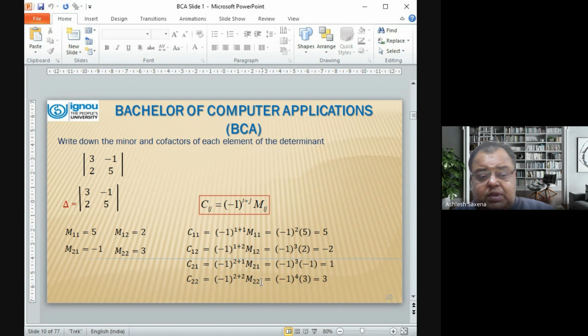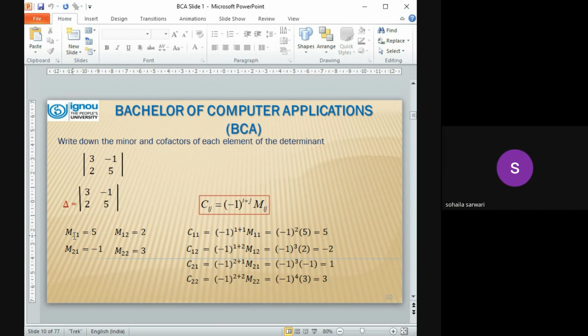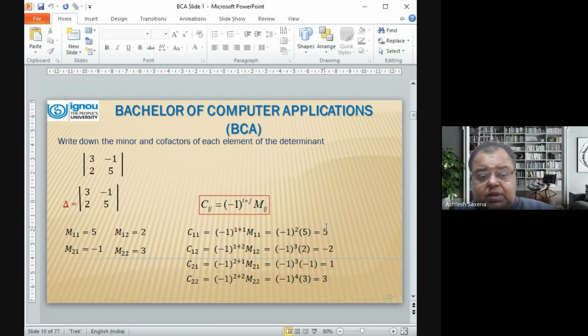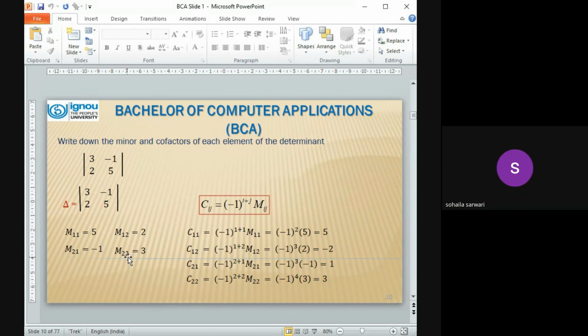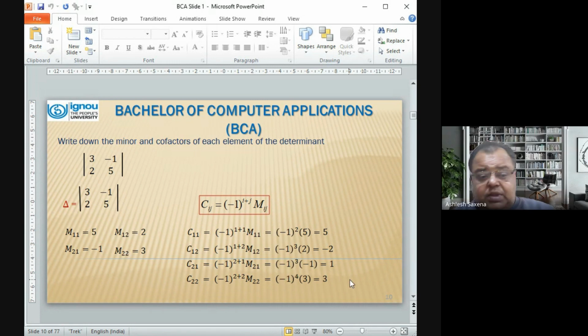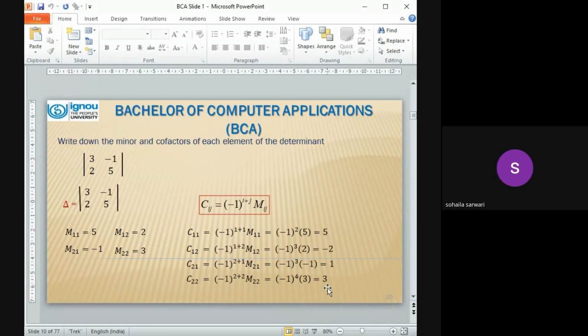This is the theory part. And this is what I told you. Add these two numbers. 1 plus 1 is 2, 2 is an even number. Sign will not change. 1 plus 2 is an odd number, sign will change. Sign has changed. 2 plus 1 is again an odd number, sign will change. Sign has changed. 2 plus 2 is an even number, sign will not change. Sign is the same over here. So these are the minors and these are the cofactors.